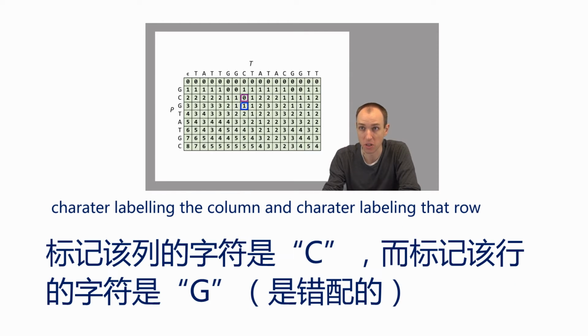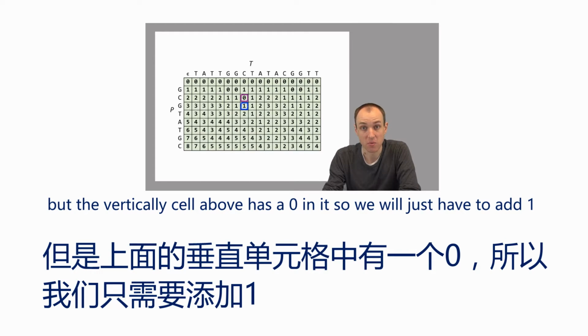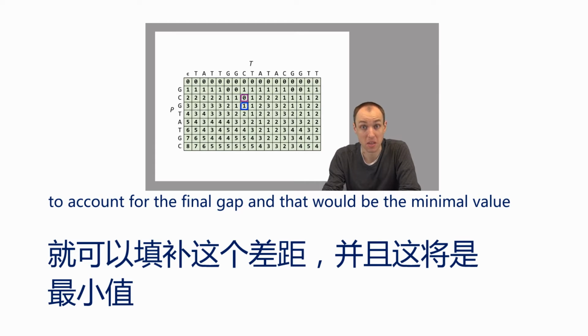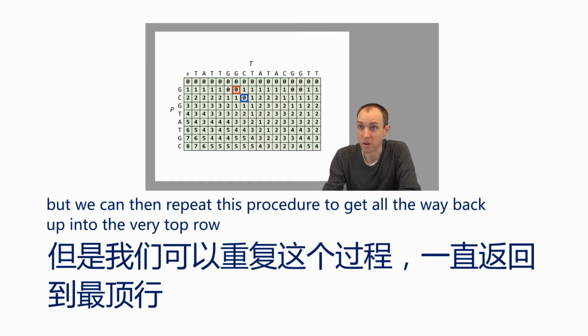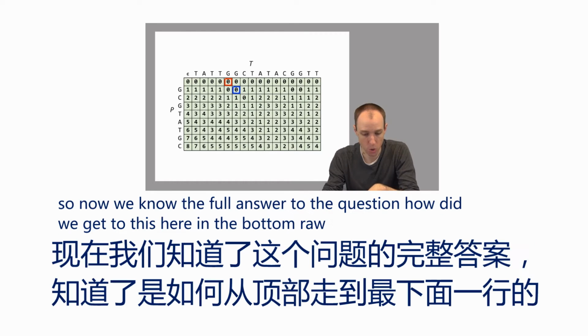the pattern. If you look at the character labeling that column and the character labeling that row. And yet, the cell that's vertically above has a 0 in it, and so we would add 1 to account for the final gap, and that would be the minimal value. So in this case, we came from above, but we can then repeat this procedure to get all the way back up into the very top row.